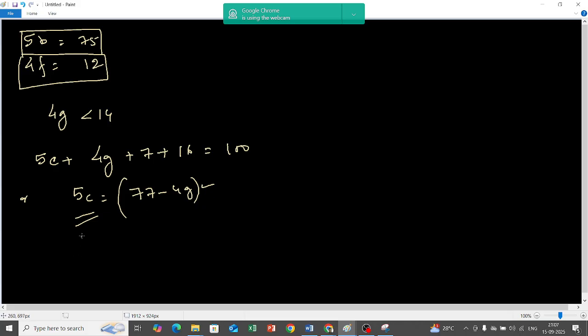12. If I use 4G as 12 which is less than 14, why not 13? Rachel, why shouldn't I use 13? 13 is also less than 14. Why not 13? Sir, it will not be a multiple of 5. Right, it will not be a multiple of 5. 75 minus 13 is 64, so not a multiple of 5. But if I use 4G as 12, I'll get 5C as 65.